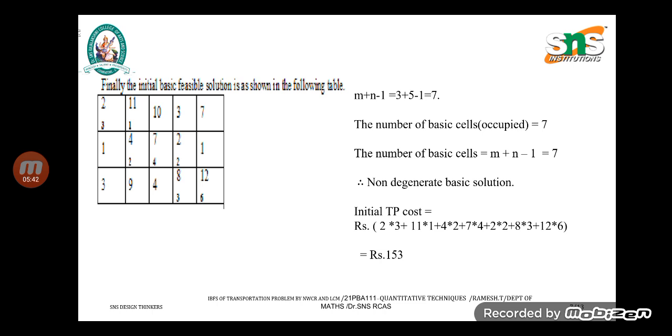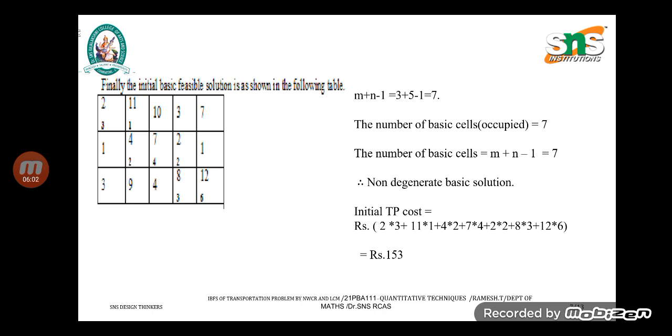Then m plus n minus 1. Here m is the number of rows and n is the number of columns. Here there are 3 rows and 5 columns. So 3 plus 5 minus 1 is equal to 7. And the number of basic cells or occupied cells is also 7. So these two are equal. Therefore we get a non-degenerate basic solution.